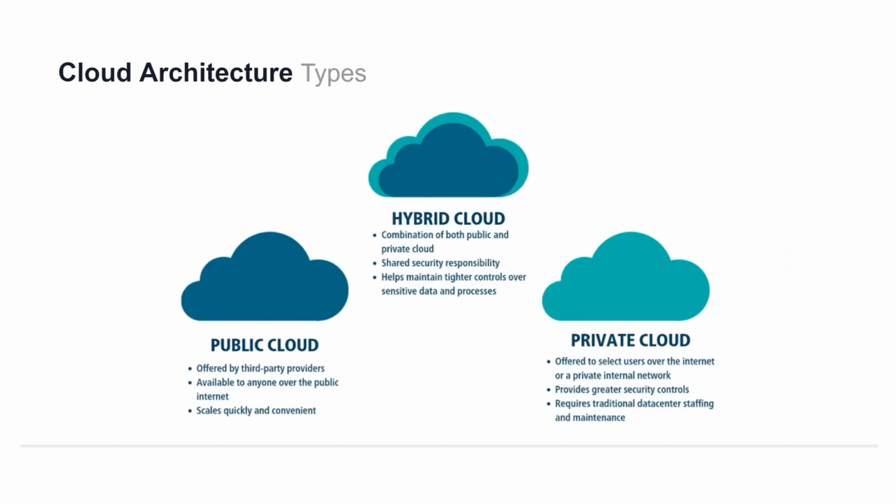There are three types of clouds. The first one is the public cloud. This is a cloud service provided by some service providers such as GCP or AWS, where you can pay as you go when using this type of cloud. Public clouds are easily scalable and very elastic.